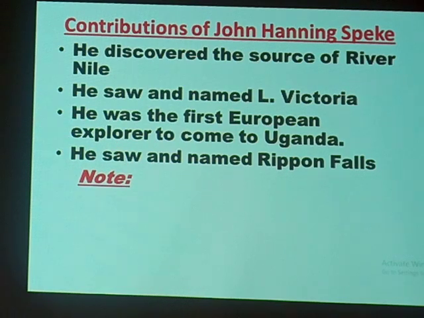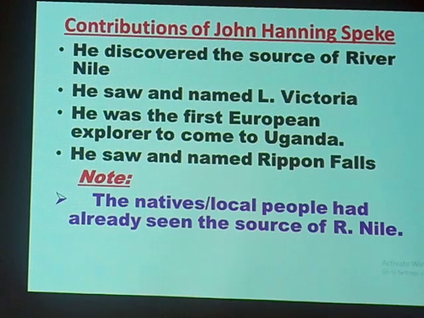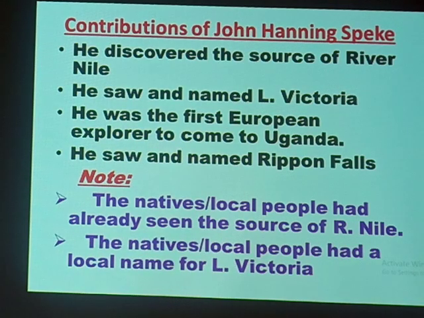Now, note 1. The natives or the local people in Uganda here had already seen the source of River Nile. Therefore, it's not right for us to say John Speke was the first person to see the source of River Nile. Our own people had seen that source earlier on. Also, note this, that the natives and local people of Uganda had a local name for Lake Victoria. So we cannot say that John Speke was the first person to see Lake Victoria. He named it, but our own people had also another name for it. Let's get another person.